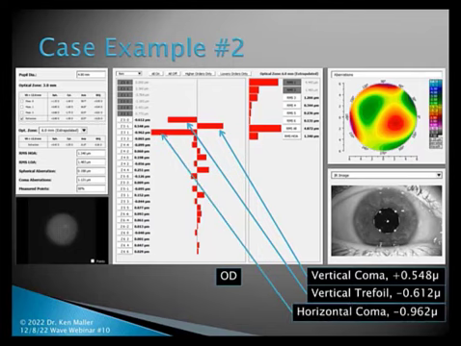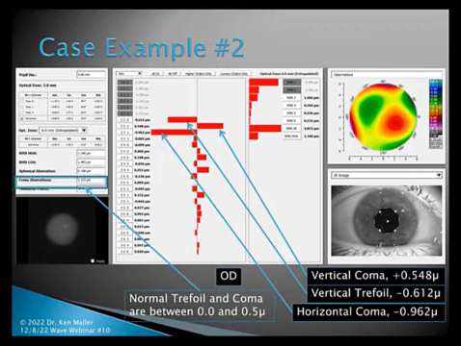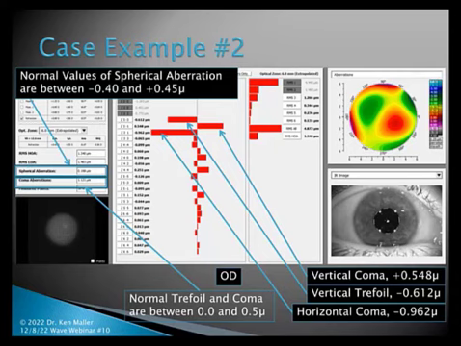If we take a look over on the left there, we can see that the total aberrations due to coma are 1.21. And for those who are not familiar with normative values for aberrations, we normally expect for spherical aberration a value between negative 0.4 and plus 0.45. We can see she's at about 0.198. So she doesn't have much going on from spherical aberration, but on the coma aberrations, we expect those values to be between 0 and 0.5, and she's at 1.121, and that certainly is degrading the quality of her vision significantly.